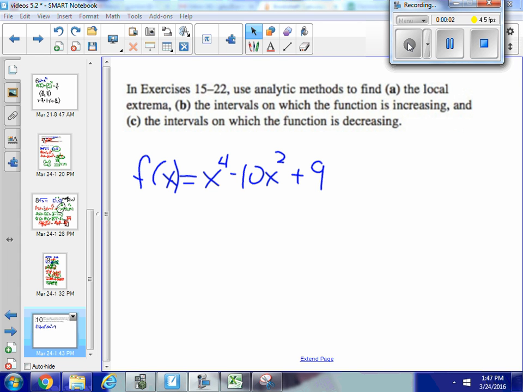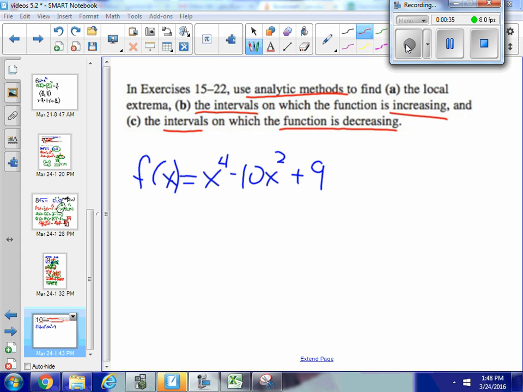In this problem, I have to use analytic methods. That means no graphing calculator to find the local extrema, the intervals on which the function is increasing, and the intervals on which the function is decreasing. So we know that a function can only change directions from increasing or decreasing at either an extrema, a minimum or a maximum, or a vertical asymptote.